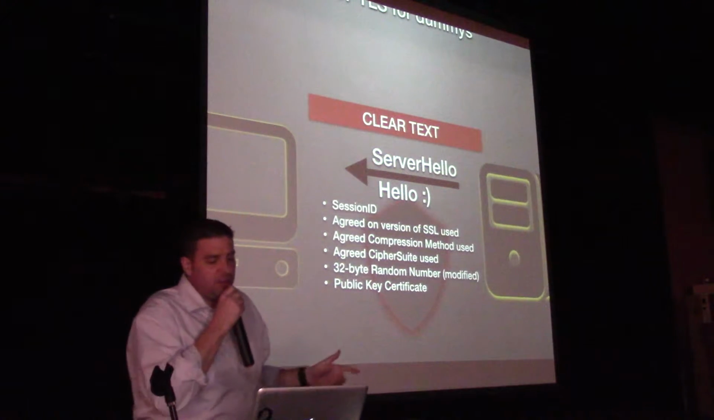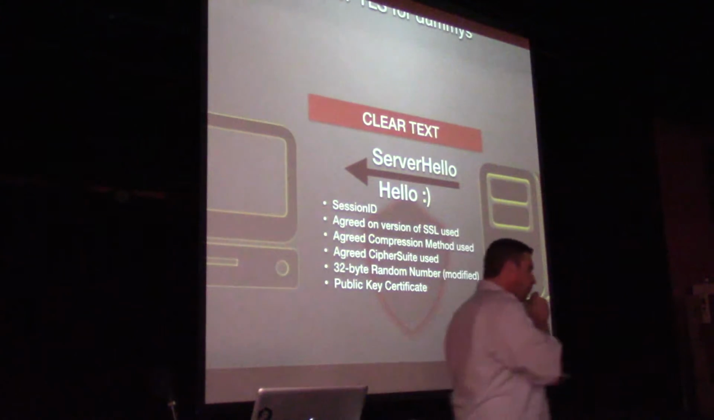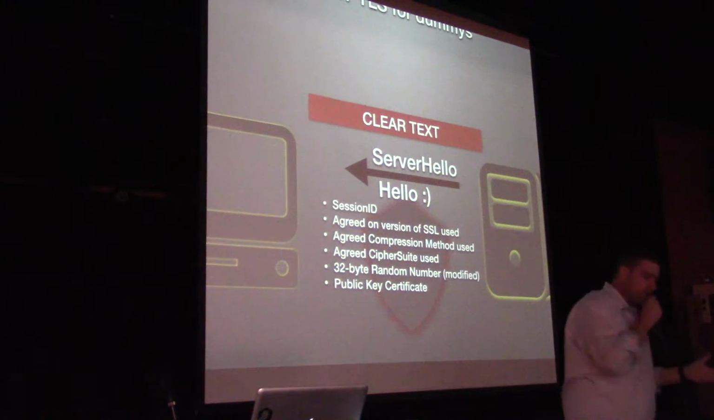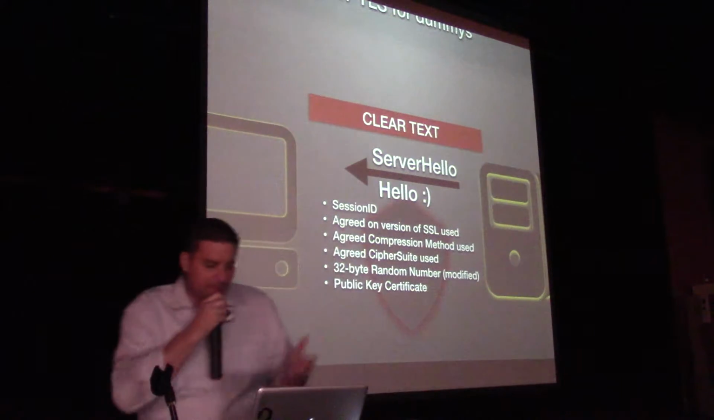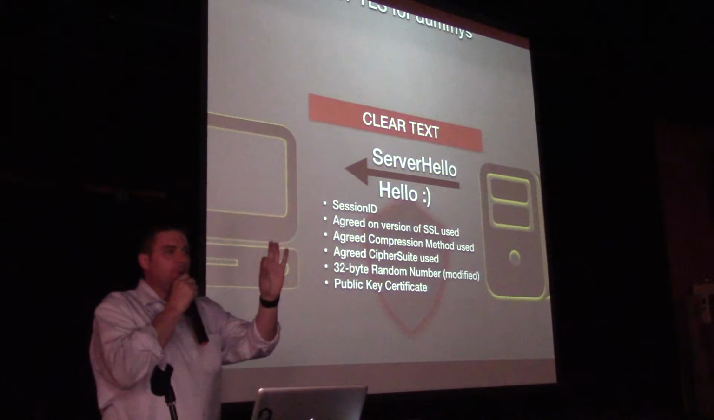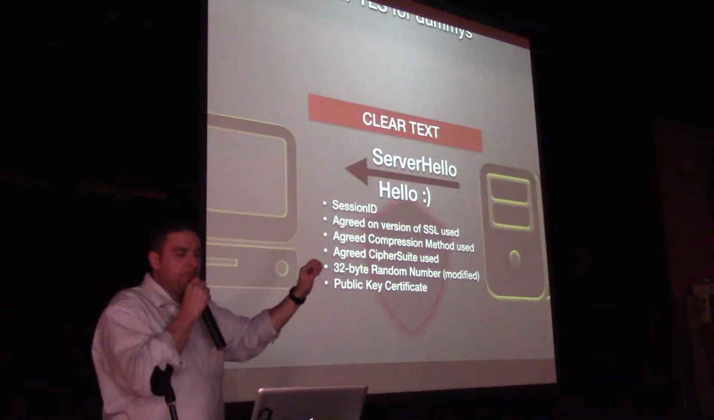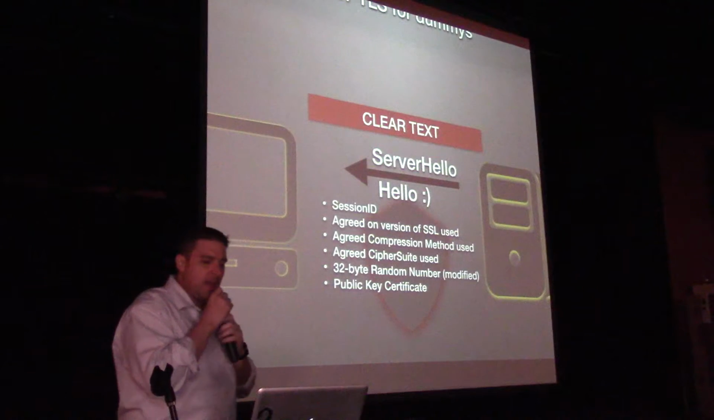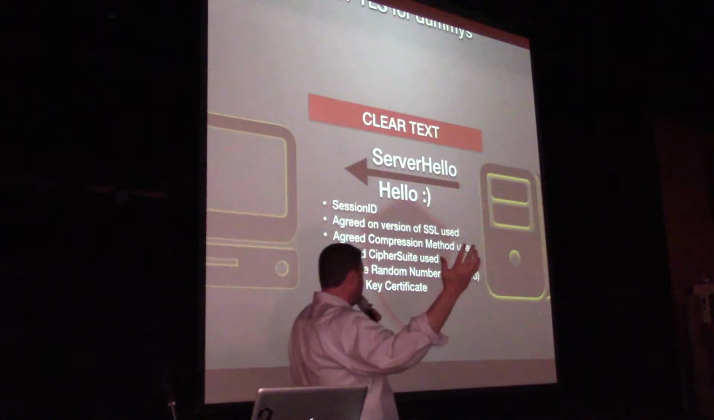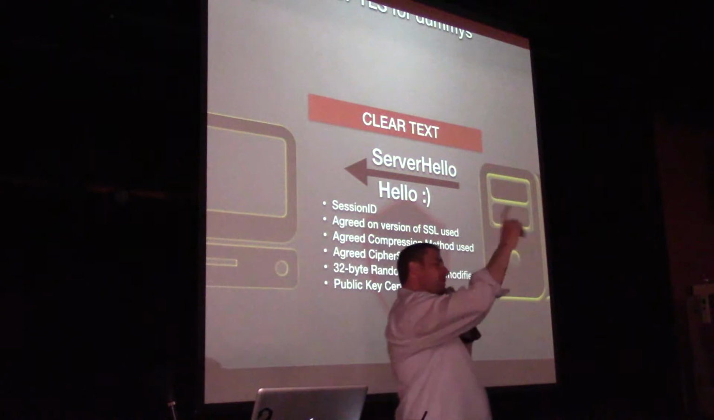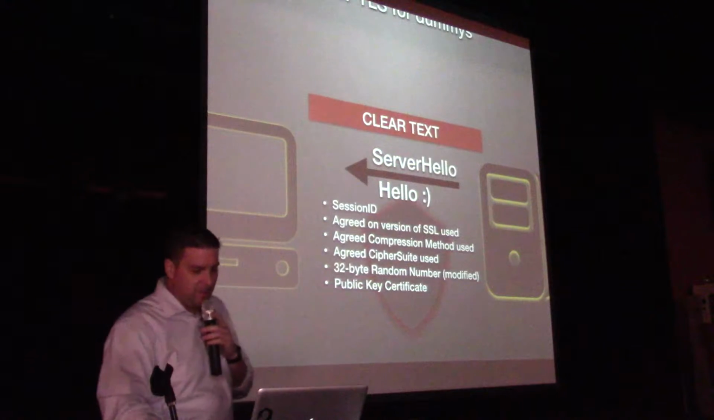And then it takes that 32 bytes that the client sent, and it modifies it a little bit. What we're trying to do is just make sure that our sessions are correct. It adds a timestamp, a date stamp, those kinds of things. It really doesn't matter. But what's really important here, and this is really the point of the talk, is it attaches its public key certificate. And it says, hey, I see that you want to set up an encrypted tunnel with me. Why don't we talk with asymmetric encryption? Here's my public key, pal.